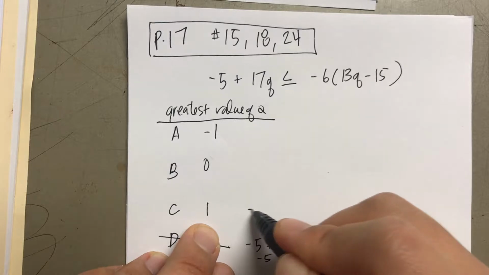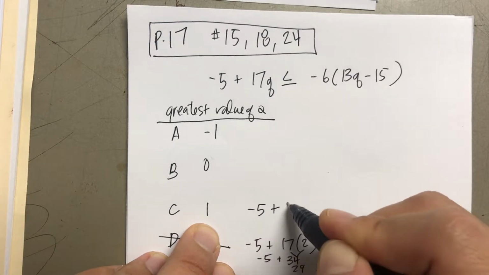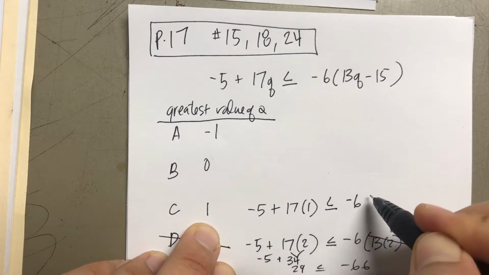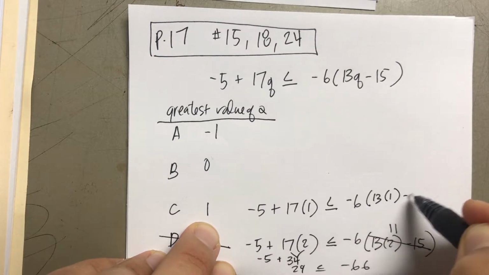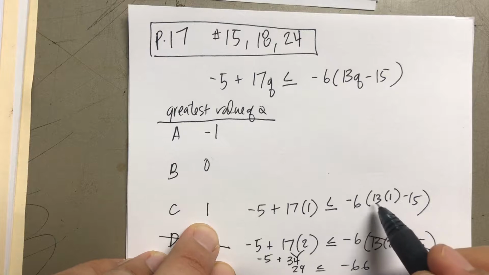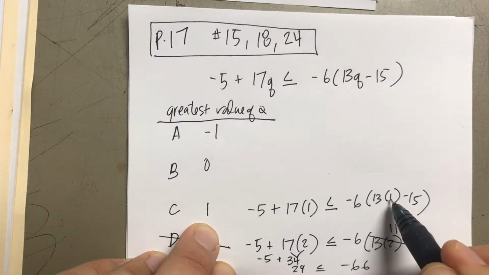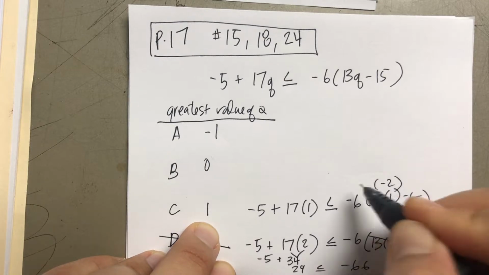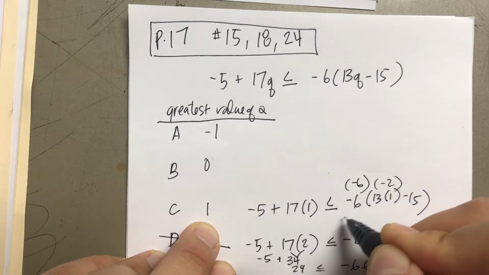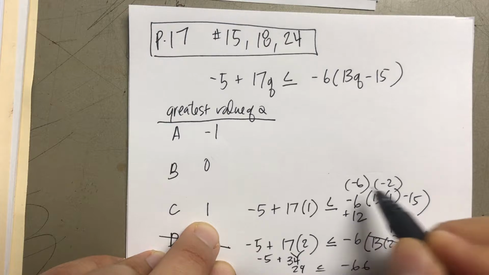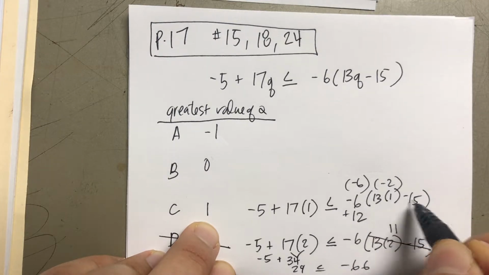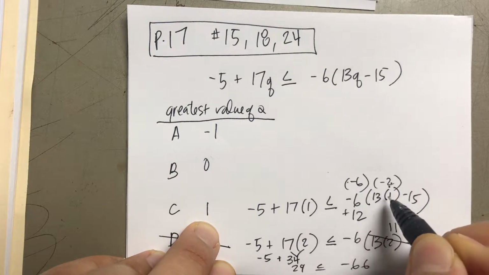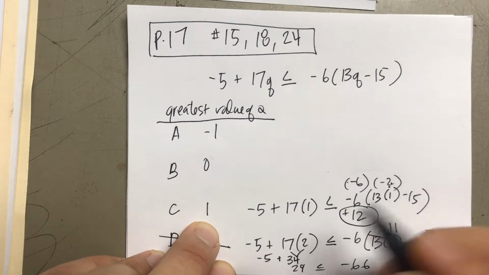So it's going to be -5 plus 17 times 1, and then -6 times 13 times 1 minus 15. Okay, so I'm going to start with this one. 13 times 1 is 13, minus 15 is -2. -2 times -6 is positive 12. Again, 13 minus 15 is -2, and -6 times that is going to be positive 12.